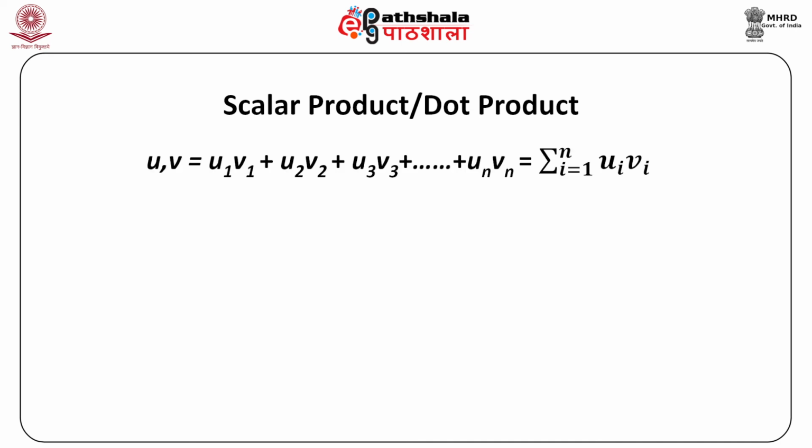Let v and u be any two n-vectors. Then the scalar product is defined as u·v, which is equal to u1 v1 plus u2 v2 plus u3 v3, right up to un vn, which is equal to the sum over i from 1 to n of ui vi.